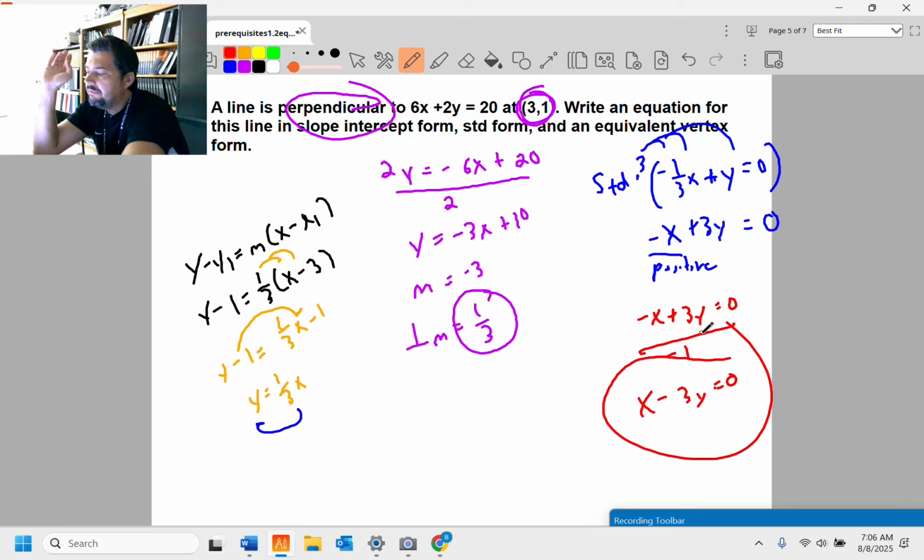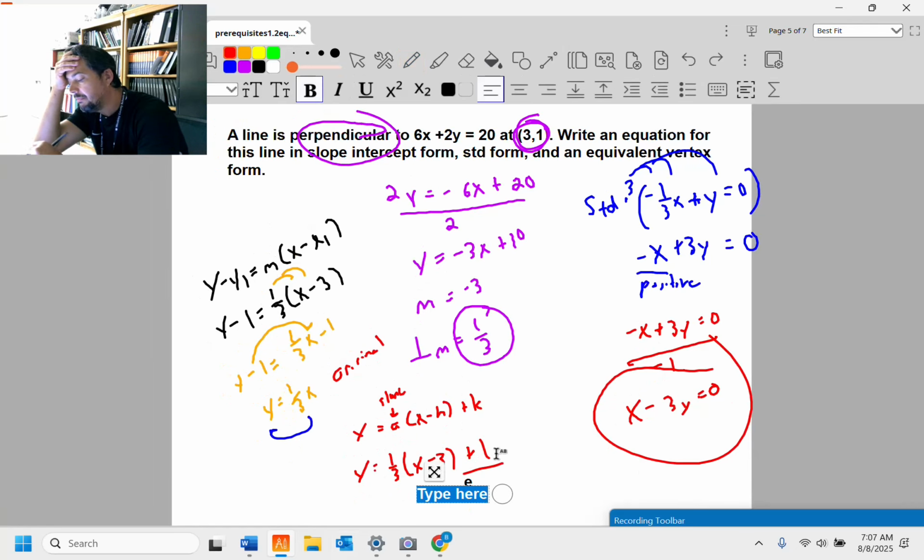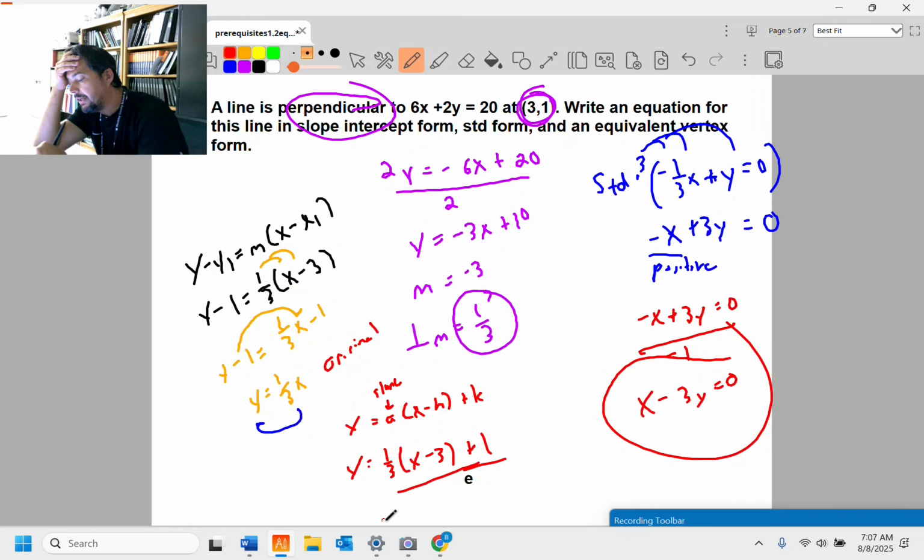We're supposed to write an equivalent vertex form. So remember, this is the original. I am going to simply write down vertex form. And that's my slope, by the way. I have a slope of 1/3. I pass through this point. This would be h, this would be k. And I'm done. That's how hard that was. Don't ask me why, there's an e there.